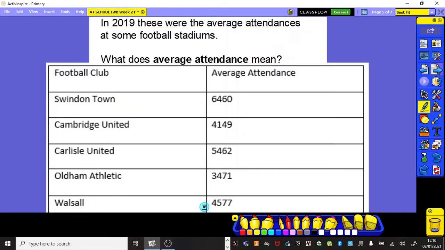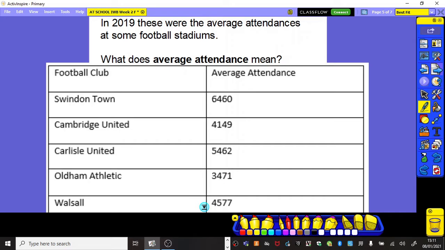So here's a very small statement. And I want you to think what the word average attendance means. In 2019, these were the average attendances at some football stadiums. There's some perhaps lesser known football teams, Swindon Town, Cambridge United, Carlisle United, Oldham Athletic, Walsall. But these are the type of attendances that they would get at their ground each week back in 2019, when crowds were still allowed.